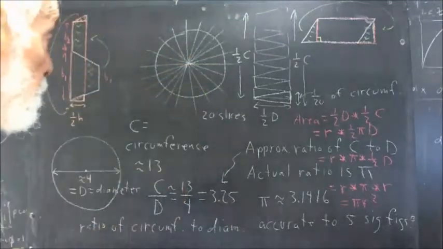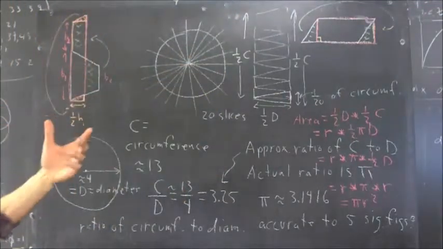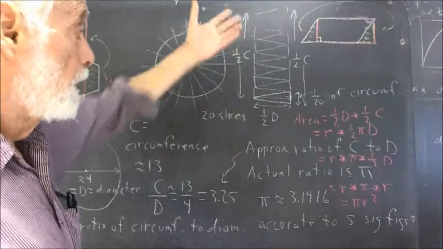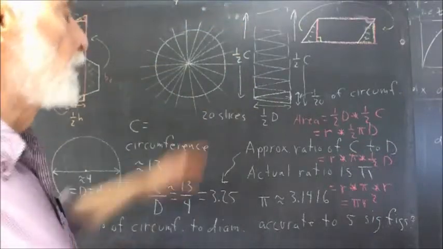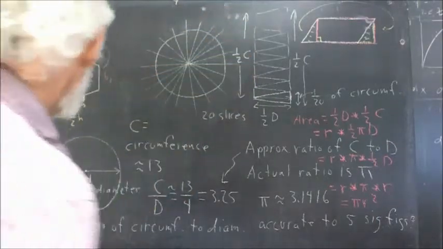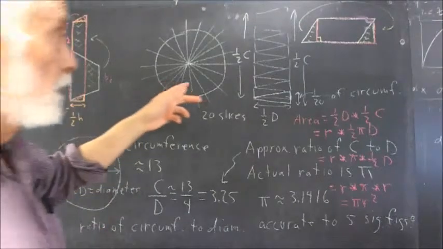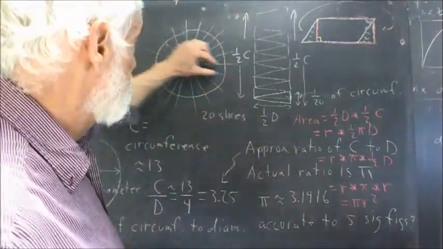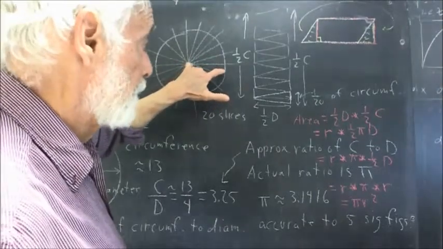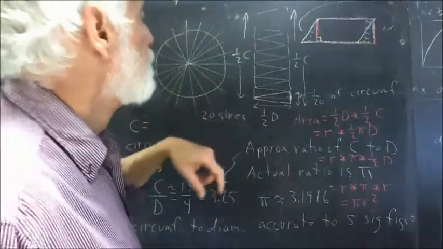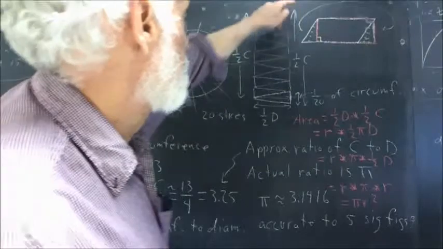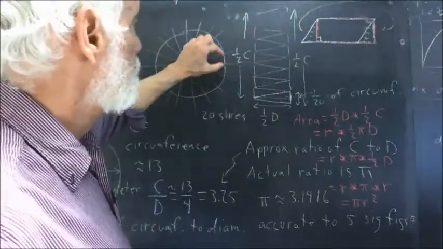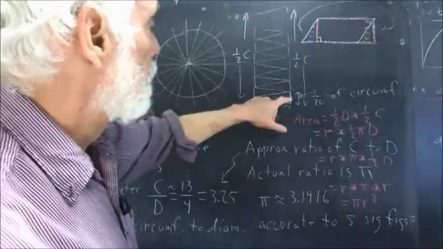If we make the slices thin, the thinner we make the slices, the closer this is going to be to a rectangle. And the dimensions of the rectangle are going to be half the diameter in this direction, because each slice is half the diameter from here to here. There's half the diameter. And half the circumference this way, because these segments on the outside are alternating.